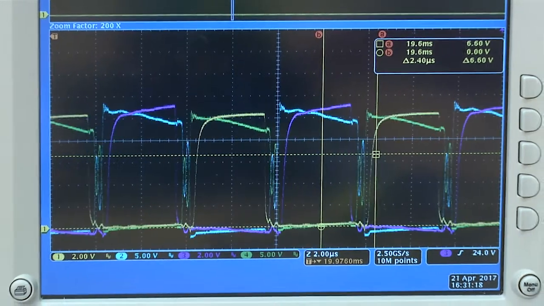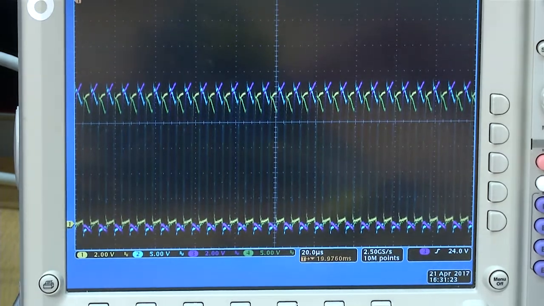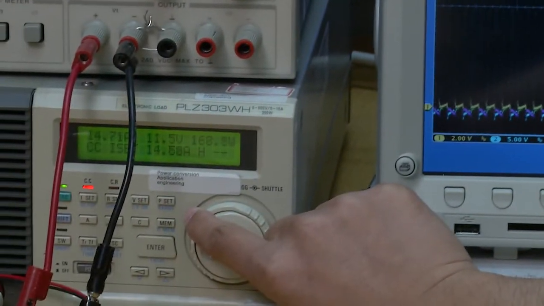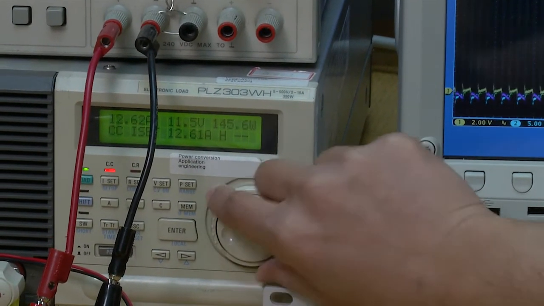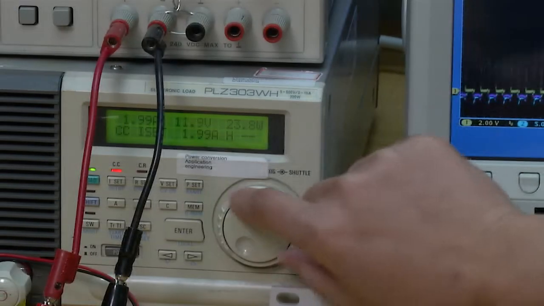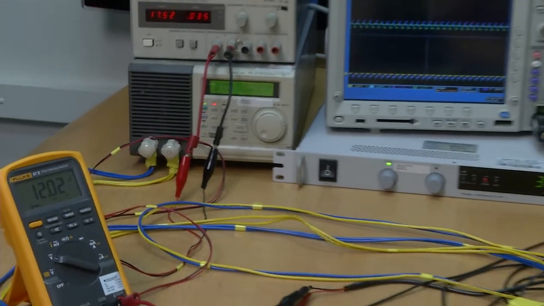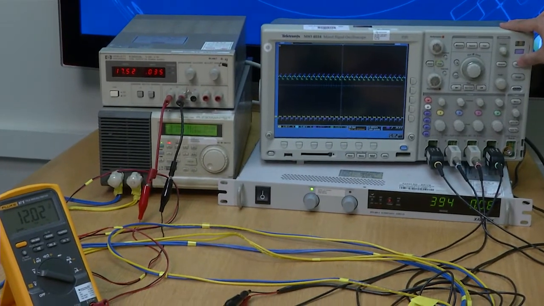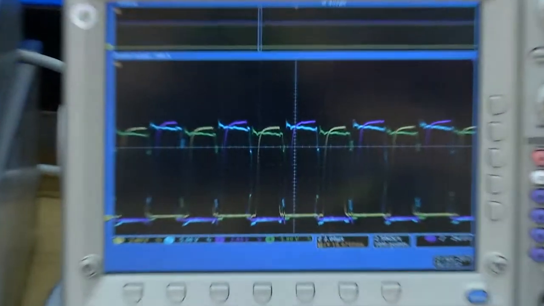Let's examine the same waveforms at lighter load. I'm going to run my scope, and I'm going to reduce the load. Let's go to 2 amps. At 2 amps, we have a regulated 12 volt output. This corresponds to around 24 watts. I'm going to stop our scope and look at the same 2 measurements.